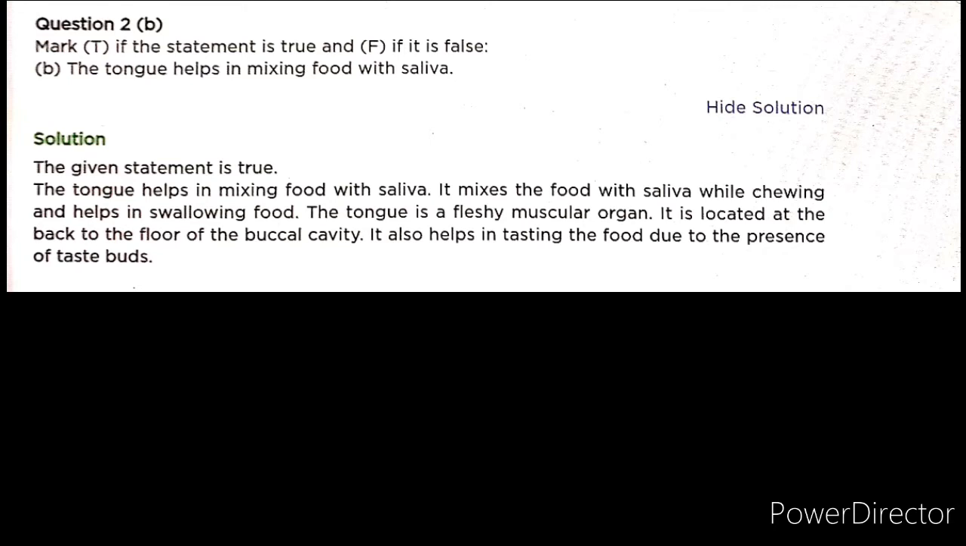C. The gallbladder temporarily stores bile. Is it true or false? The given statement is true. Solution is true. D. The ruminants bring back swallowed grass into their mouth and chew it for some time. Is it true or false? The given statement is true.